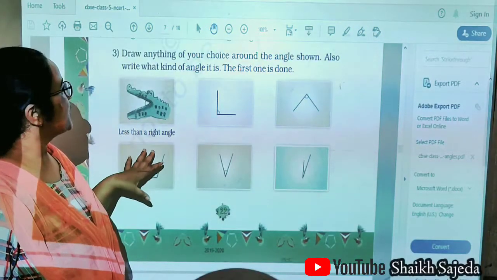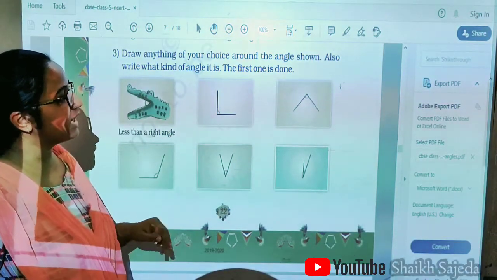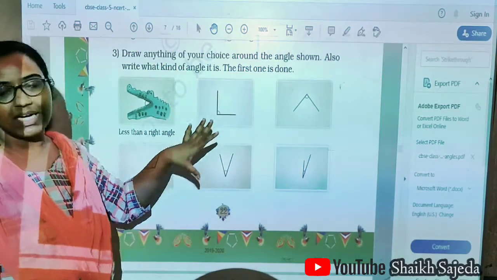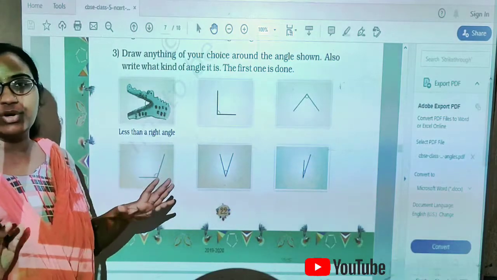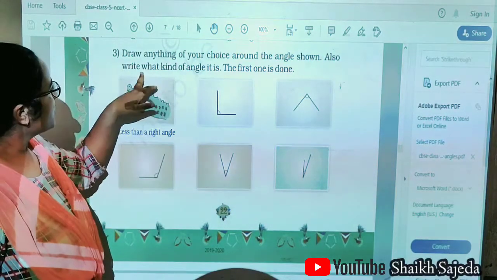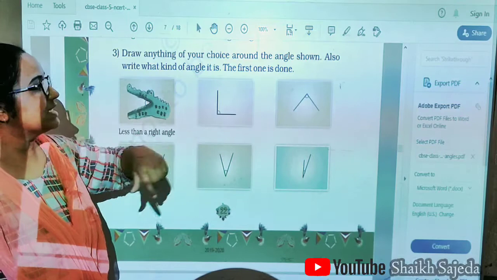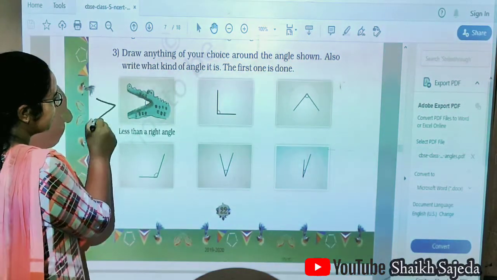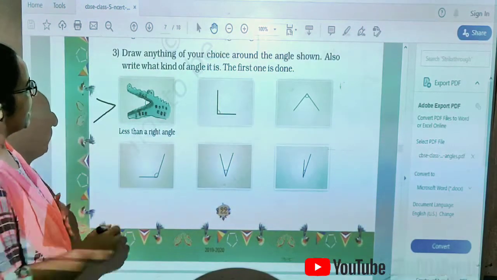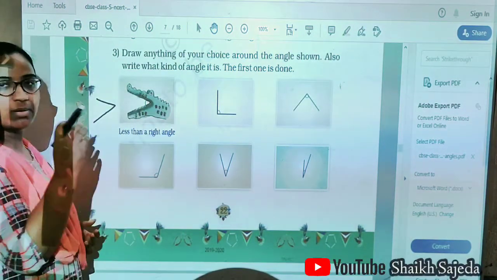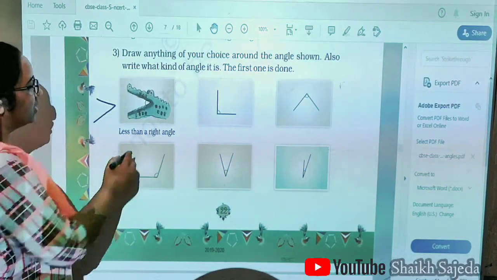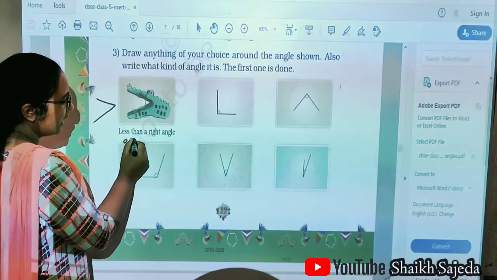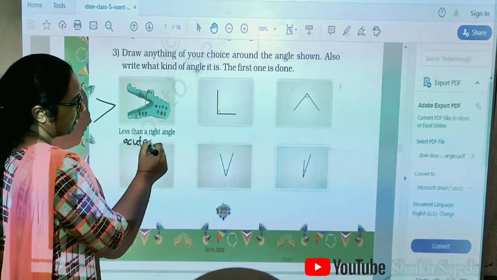Now here is the next question. Draw anything of your choice around the angle shown. Here angles are given, and around each angle you have to draw anything from your surroundings, and also write what kind of angle it is. The first one is done. Here this angle was given. It was like this. And around this angle, the picture of the mouth of a crocodile is drawn. And that shows less than a right angle. We can also write acute angle.